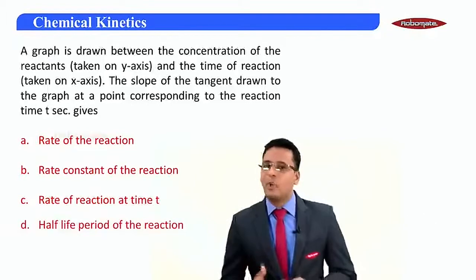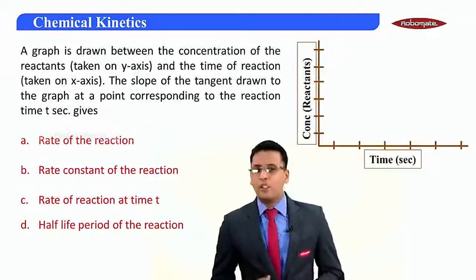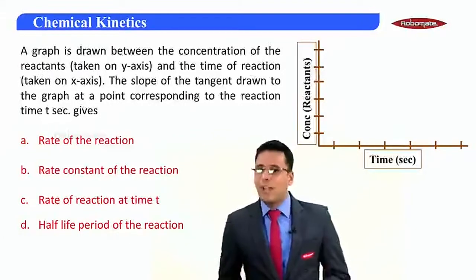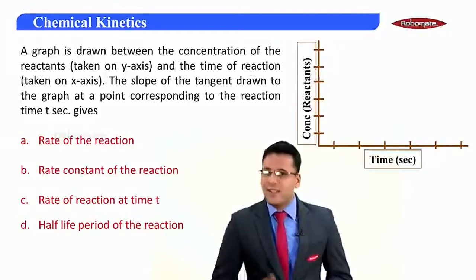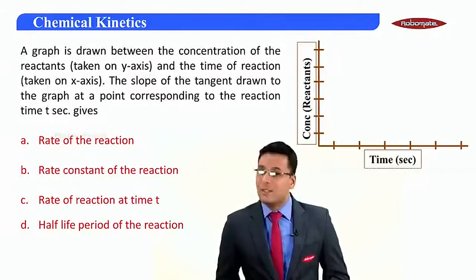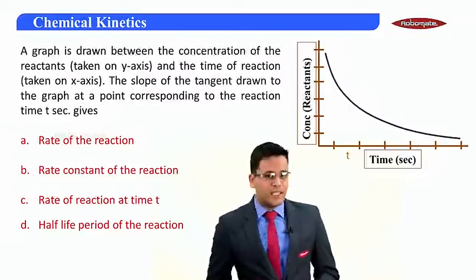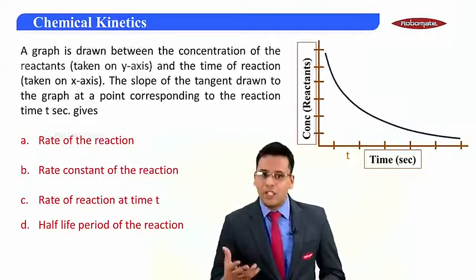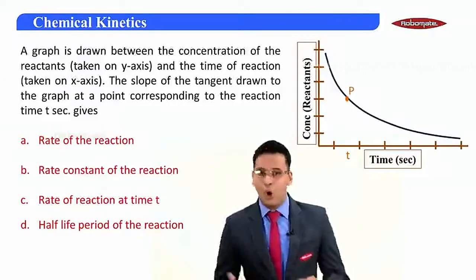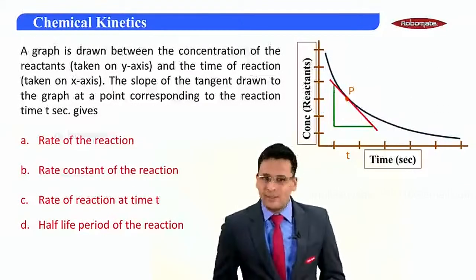In order to understand this question, let's draw the graph required. So we have to draw concentration of reactants versus time. Now we know that as the time proceeds, concentration of reactants is going to decrease, which means that my graph will look like this. Here if I take a point T on the x-axis and I plot its corresponding point on the graph, that's P. All I have to do is draw a tangent to it and find its slope.